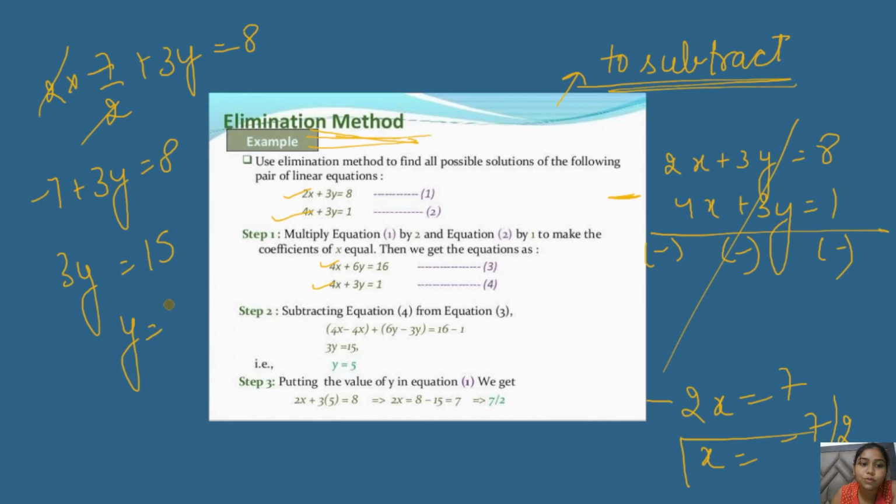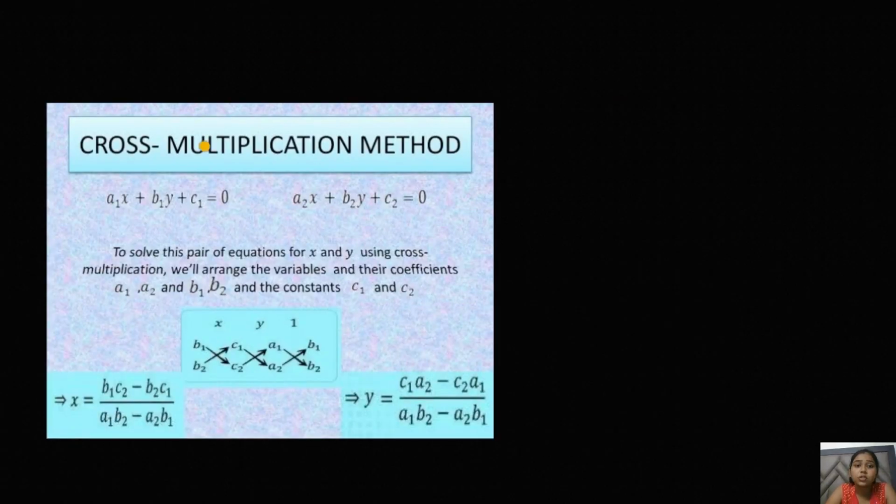I hope you understand what the elimination method is, and in case the variables are not the same, you can just multiply the equations to make the variables the same, right? So our next method is the cross multiplication method. This is something very new. So what is cross multiplication?